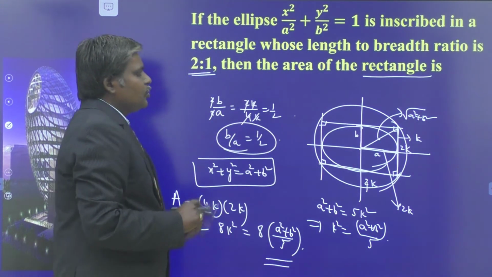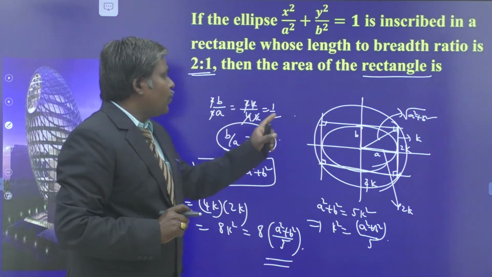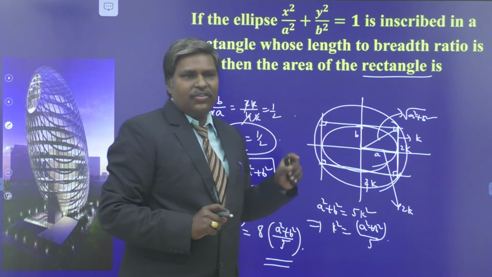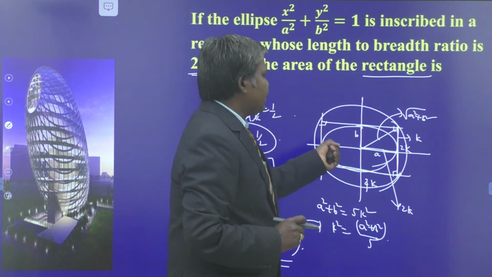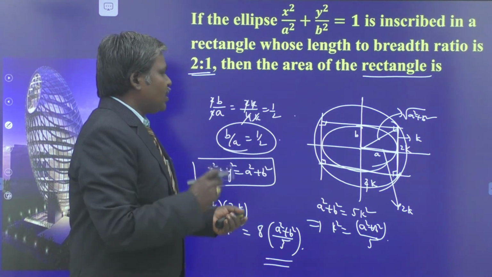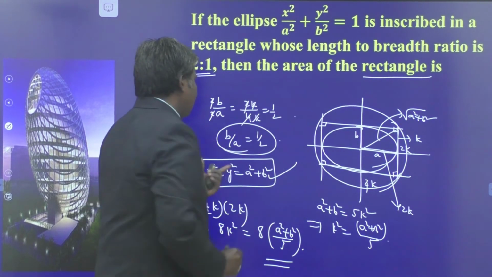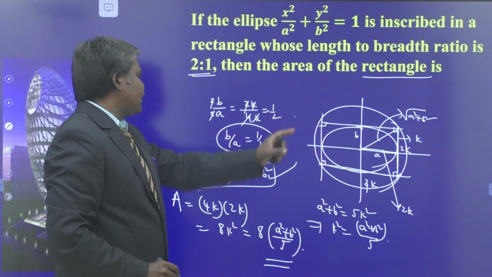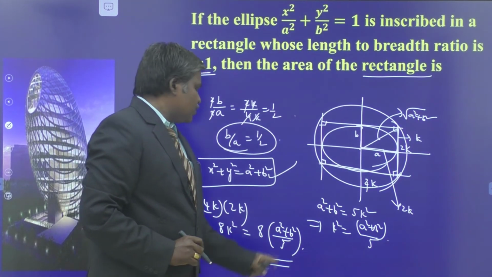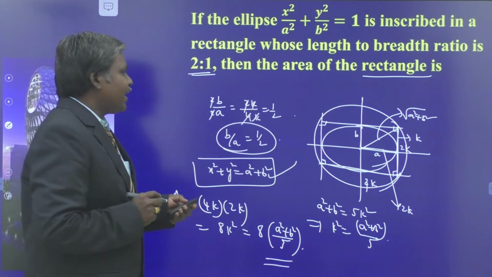This is the problem. So the one and only concept here is that we have to apply the director circle concept. The locus of the point of intersection of perpendicular tangents is the director circle. Its equation is x square plus y square equal to a square plus b square. With the help of this concept, we can crack the area of the rectangle as 8 times a square plus b square by 5 square units. Next one.